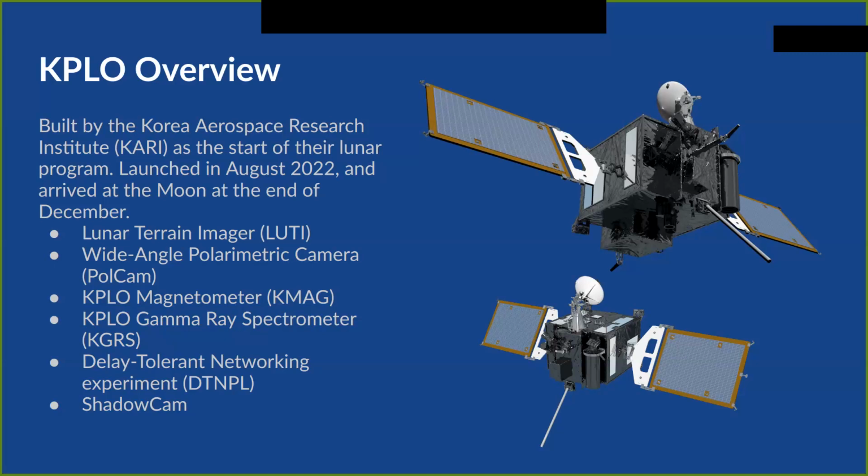We are one of 6 instrument packages on board the spacecraft. One of them is the Lunar Terrain Imager, which is a similar camera to the NAC, a little bit lower resolution. They have a polarimetric camera, a magnetometer, gamma ray spectrometer, a networking experiment, and then ShadowCam. So as Korea was putting the satellite together, they approached NASA and said they had a little bit of mass and a little bit of power available and asked if NASA would like to participate in this mission. So a request for proposals went out and we proposed ShadowCam.